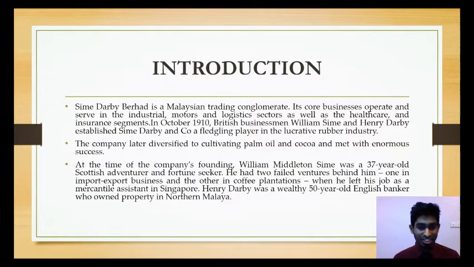In October 1910, British businessmen William Sime and Henry Darby established Sime Darby as a fledgling player in the lucrative rubber industry. The company later diversified into cultivating palm oil and cocoa with enormous success. At the time of the company's founding, William Middleton Sime was only 37 years old, a Scottish adventurer and fortune seeker. He had two careers behind him, one in the export-import business and the other in coffee plantations. When he left his job as a mercantile assistant in Singapore, Henry Darby was a wealthy 50-year-old English banker who owned property in northern Malaysia.